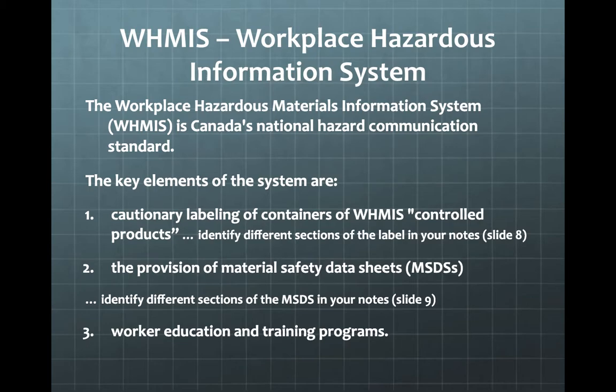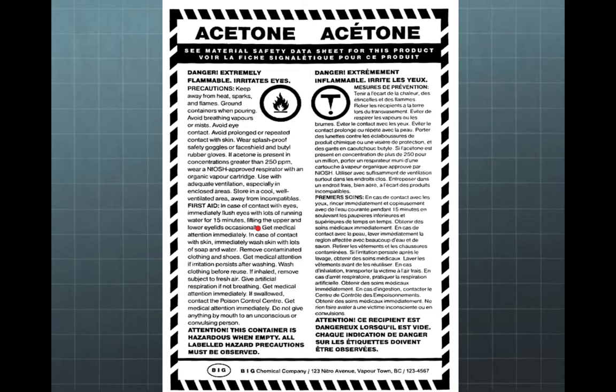So the key elements are three: cautionary labeling of containers of WHMIS controlled products. Okay, so this is, for example, a cautionary label. You see that it has the symbols. Well, let's start from the top. This is a label that goes on small bottles of things. Hopefully I have something to show you in class. If not, remind me. So this is for an acetone bottle. This is when we transfer the material out of its original bottle. We need to put one of these labels on it.